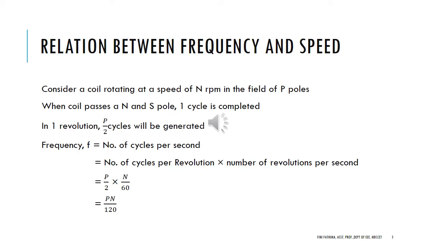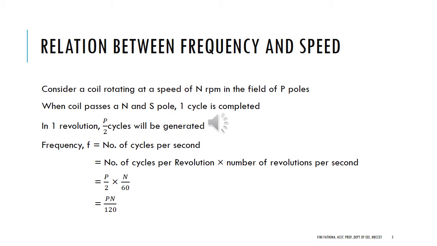What is the relation between frequency and speed? This is an important relation we need in our problems. I am considering a coil which is rotating at a speed of n rpm. Rpm is rotations per minute. If we are doing our problems in SI units, it has to be converted to rotations per second. Minute should be converted into second. So for 1 minute it is n rotations, then for 1 second it should be n divided by 60.